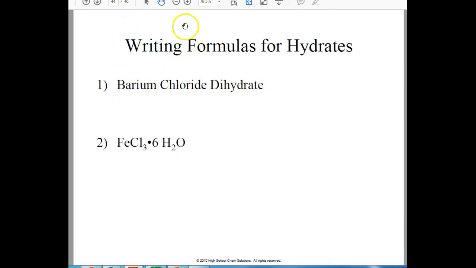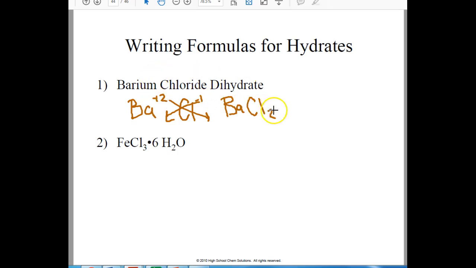Barium chloride dihydrate. Okay, so barium we know has a +2 charge because it comes from group 2. And chlorine has a -1 charge because it's in group 17. So then we're just going to write the formula like normal. So we're going to crisscross. So that'll be BaCl2. Okay, there's the barium chloride part. And then I see that it's a hydrate down here. So dot, di, 2. So 2 waters. So that would be my formula.